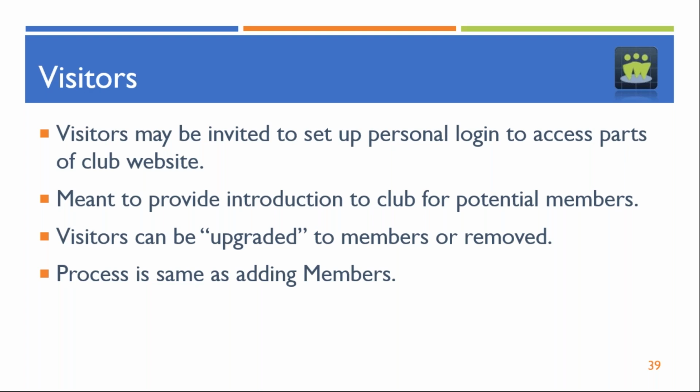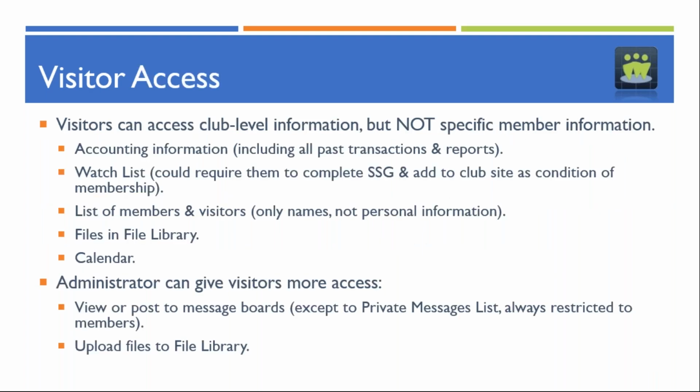The process is the same as adding members. You need their name and their email address. They'll get a link. They will be able to set up their username and password and then access the club website. So they can access a lot of club level information, but not specific member information. They can see accounting information, including past transactions, all the reports. They can see the watch list.